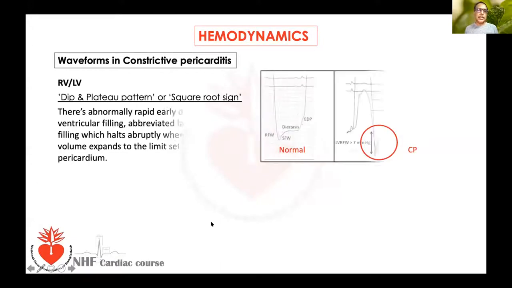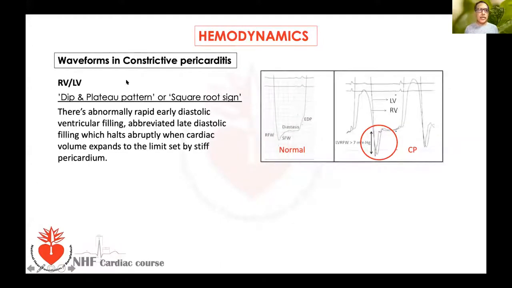Another important one which comes to exam as a favorite is called dip and plateau pattern or square root sign. As you can see, in the normal pattern, there's a rapid flow, then a slow flow and diastasis and then end diastolic pressure. These are normal patterns. But in constrictive pericarditis, there is abnormally rapid early diastolic filling, then abbreviated late diastolic filling, which halts abruptly here due to the limitation imposed by the constricted pericardium. So this is called dip and plateau or square root sign.